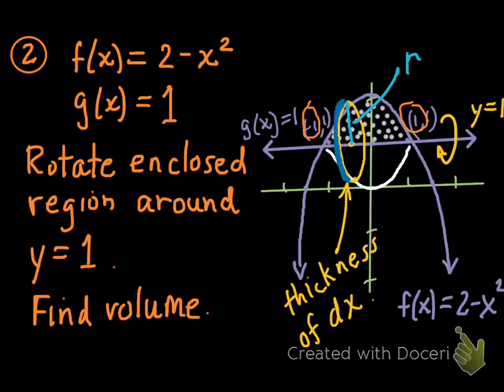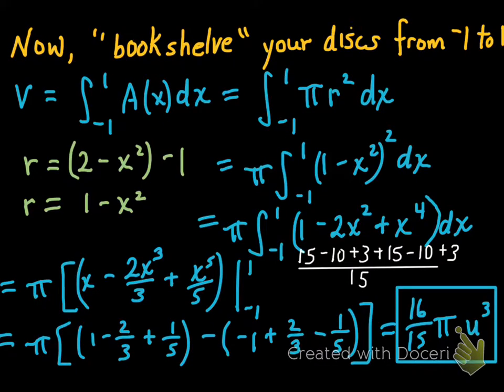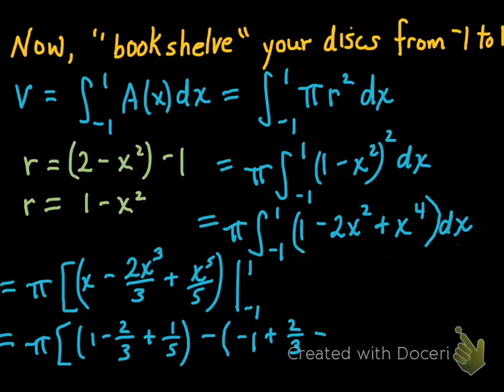If I want to find a distance between two curves, I have to go top curve minus bottom curve. The top curve is 2 minus x squared, while the bottom curve here is 1. So again, that blue radius you're looking at can be found by going 2 minus x squared minus 1. Let's see if that is going to work with our math here.